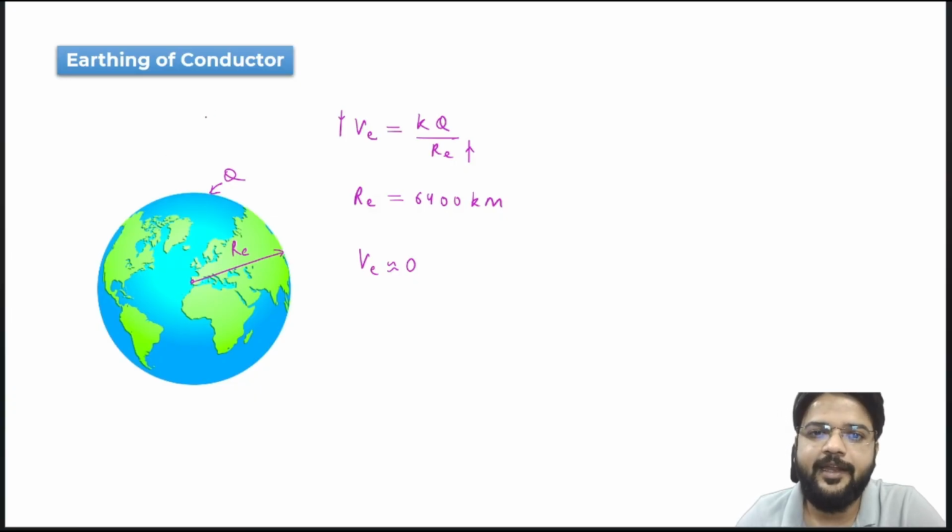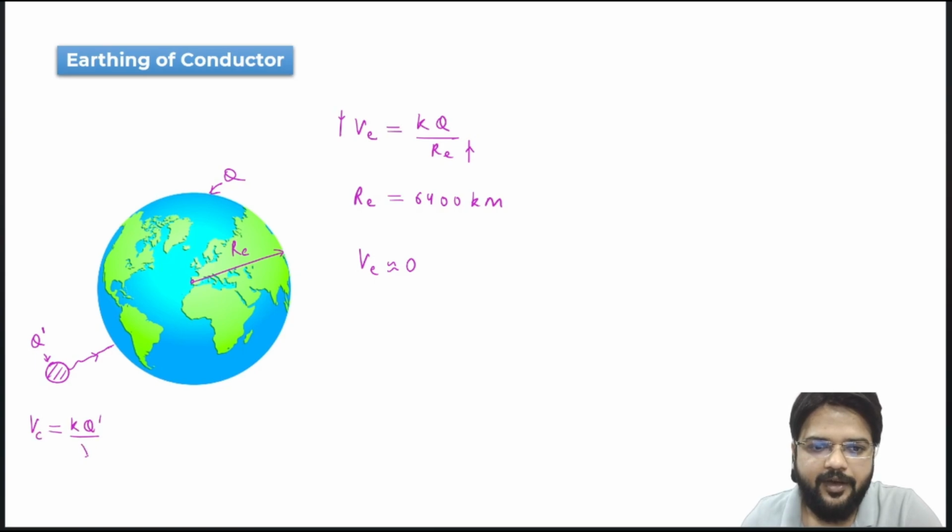Now we will see what will happen if I connect one conductor with the earth. Let's suppose here we have one conductor and the charge present on this conductor is, let's suppose, Q dash, and we are connecting this conductor with the earth with the help of one wire. The potential of the conductor is KQ by R, and the potential of the earth is approx 0.